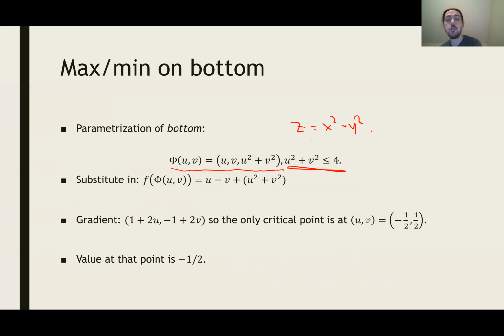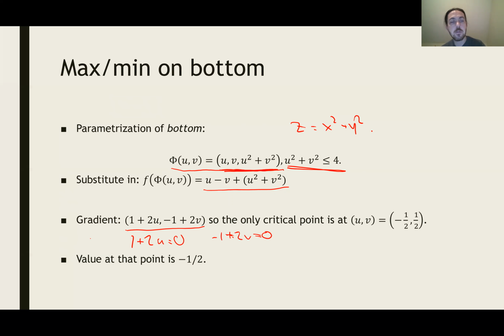Now when we substitute u, v, u squared plus v squared into our function, we get u, v, u minus v plus u squared plus v squared. And the gradient of that is now 1 plus 2u, negative 1 plus 2v. So for there to be a critical point, we have to have 1 plus 2u equal to 0 and negative 1 plus 2v equal to 0.